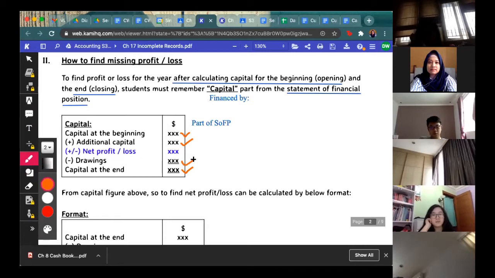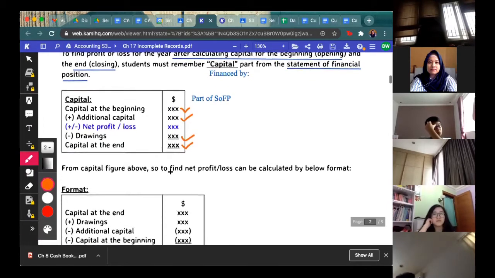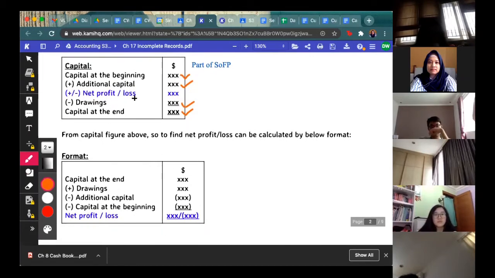So can you find net profit or loss? Yes, you can, by reconstructing this capital. If I want to find net profit or loss, I'm going to move backwards from bottom to the top. So I will start with capital at the end here, and then I will plus drawings, minus additional capital, and minus capital at the beginning. So it's going to look like this.